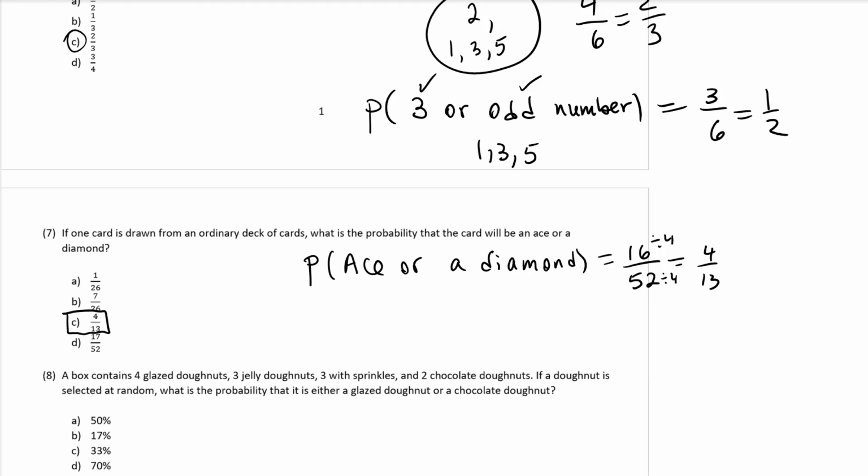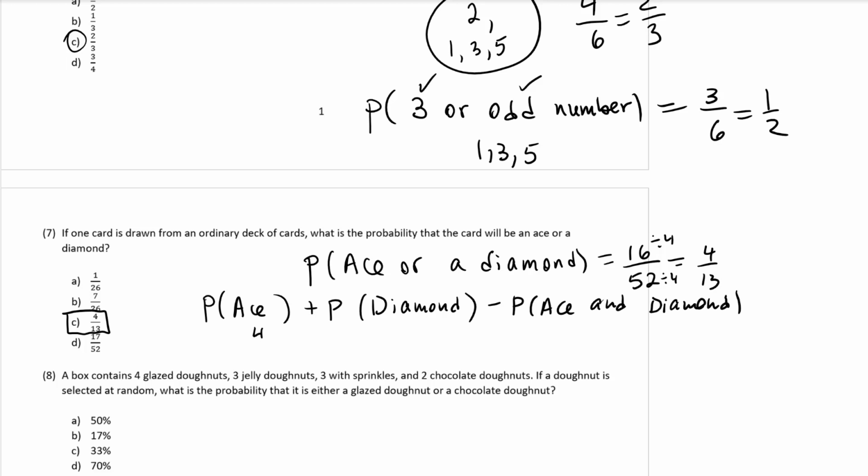Now the other way to count this is to use the addition rule. You do the probability of an ace plus the probability that it is a diamond, minus the probability that it is both an ace and a diamond. That's where you're subtracting the overlap.